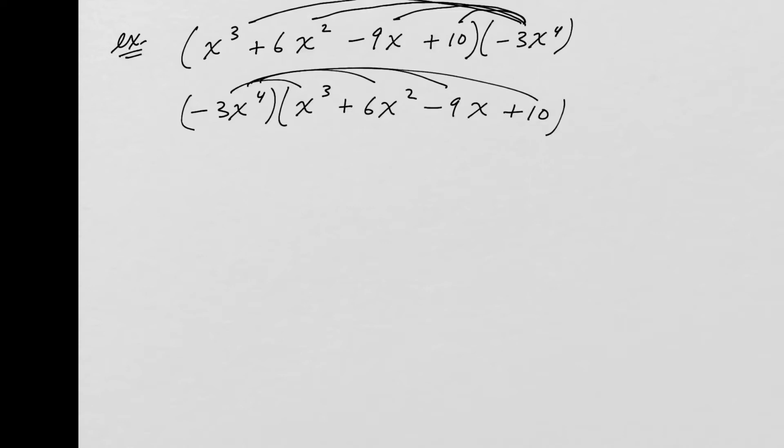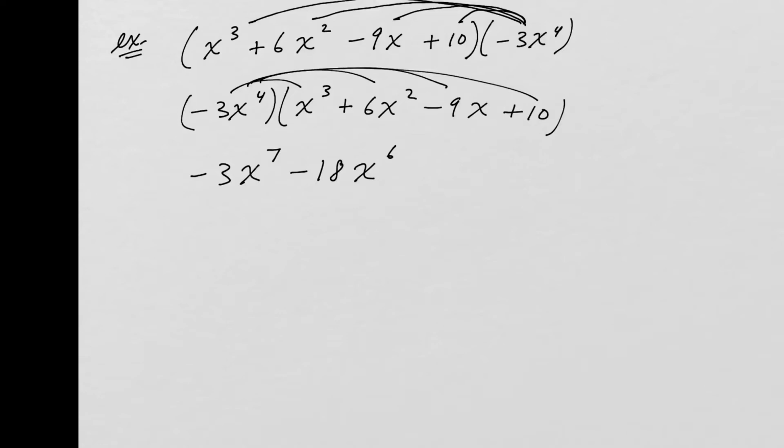Okay, so negative 3x to the 4th times x cubed. Well, again, there's an implied 1 in front of the x cubed, right? The coefficient of x cubed is 1. So negative 3 times 1 is negative 3. x to the 4th times x cubed, I have to add the exponents, so it'd be x to the 7th. Negative 3x to the 4th times positive 6x squared. So negative 3 times positive 6 is negative 18. And then x to the 4th times x squared is x to the 6th.